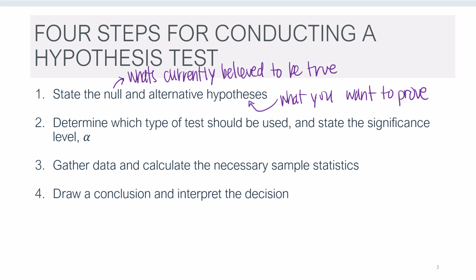The next step in our hypothesis test is to determine what type of test should be used, and then we're supposed to state the significance level, which is called alpha. I have a little table to help you figure out which test to use. Just to give you a quick overview, this is the Greek letter alpha, a lowercase alpha, and this is going to be given to you in the problem.